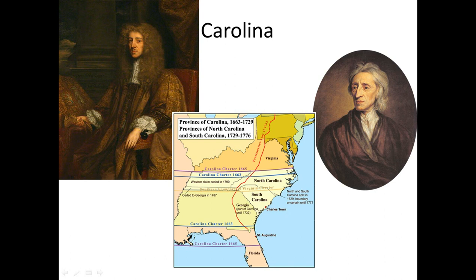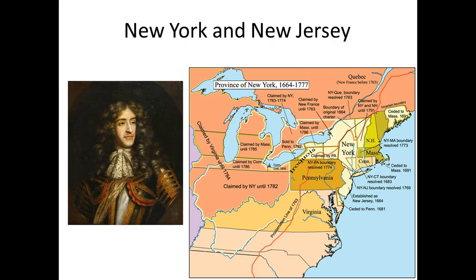I'm not done with Carolina. In 1719, northern farmers seized control from the aristocrats, and it'll be 10 years later, 1729, when they formally split it into two colonies. New York and New Jersey.